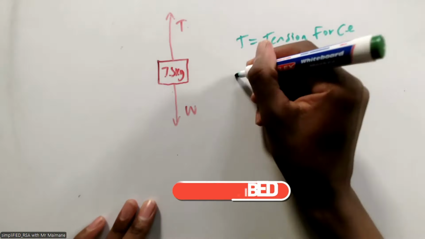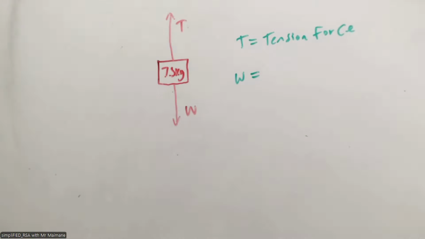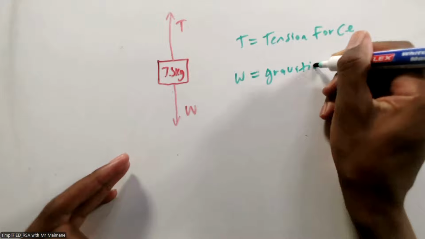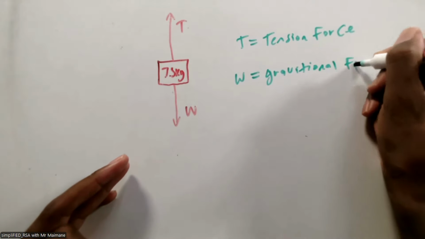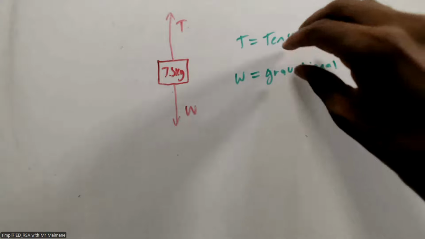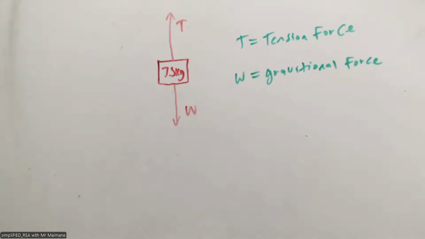And you must also show that W, you can either say weight or gravitational force. And then you get your full 2 marks like that. Free body diagram, this is how you represent it if you want to get the full mark. Some students prefer to label the forces from there. I think it's also right, but as long as you name your forces accordingly.